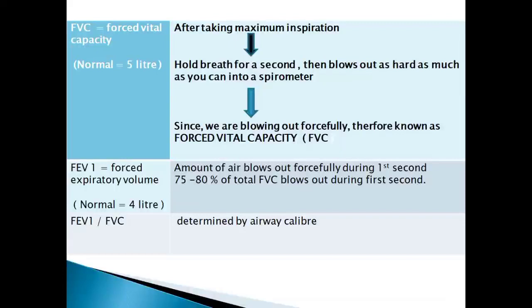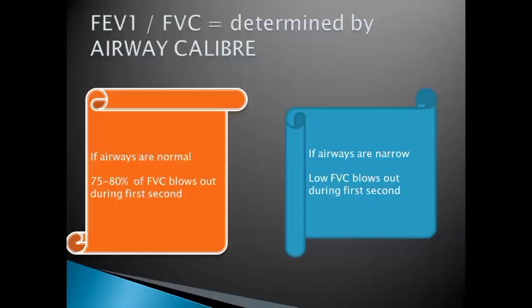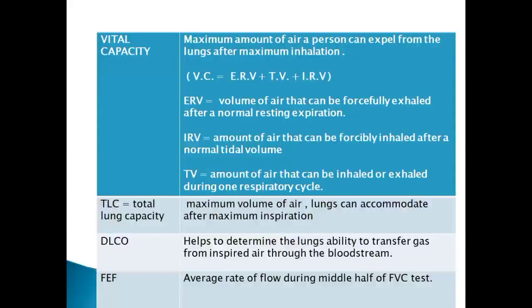What is FVC? FVC is the forced vital capacity. For the forced vital capacity, we should know what is vital capacity. So vital capacity is the maximum amount of air a person can expel from the lungs after maximum inhalation. What we had told, after the maximum inspiration, how much amount of air a person can expel from the lungs, that is your vital capacity.